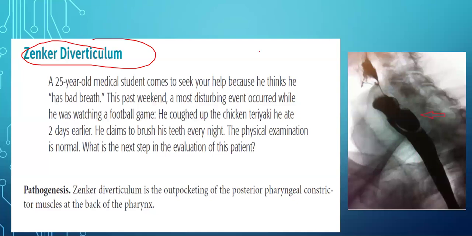Zenker's diverticulum. So Zenker's diverticulum is also called pharyngeal pouch. If you look over here, you can see what we are talking about. It's kind of an outpocketing of the posterior pharyngeal constrictor muscle. Or you can just say that it's kind of an abnormal outpocketing of the esophagus.